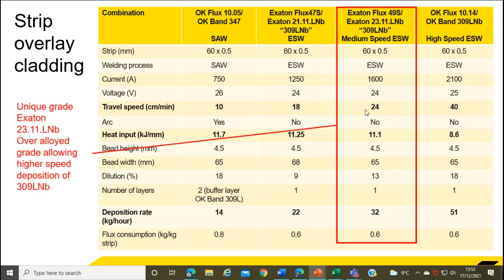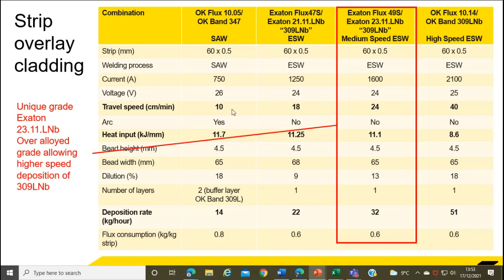And this one I just wanted to highlight because it's a unique grade. So we've got a strip that's 2311 LMB, so it's 23 chrome, 11 nickel with niobium, and we're trying to achieve a 309 LMB deposit. So here we've got somewhere in between the medium and the high speed, and basically as a requirement you need 1600 amps. So if you've got a 2000 amp machine or power source, then this is achievable, whereas this one is a little bit out of your range.